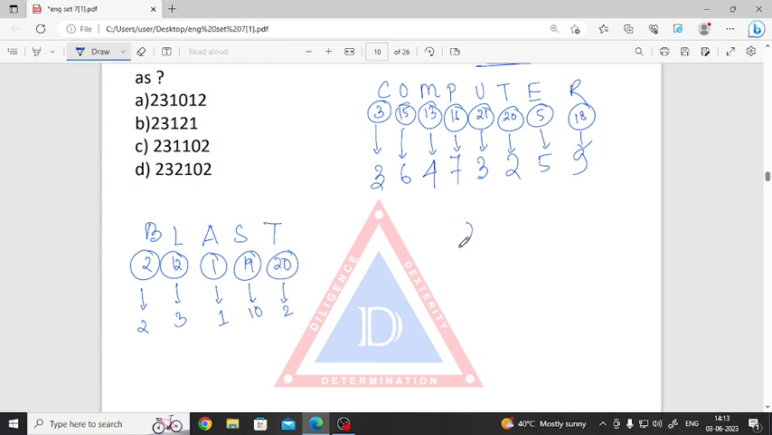So what is the answer? 231102. What is the option given? 231102. Option number C.